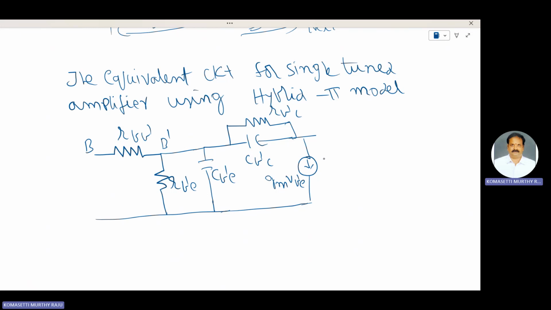Generally, we use a diamond shape. The next one is here GCE. This is the equivalent hybrid pi model. The hybrid pi model consists of resistive effects and capacitive effects included in that circuit. One dependent current source is also included in that circuit.